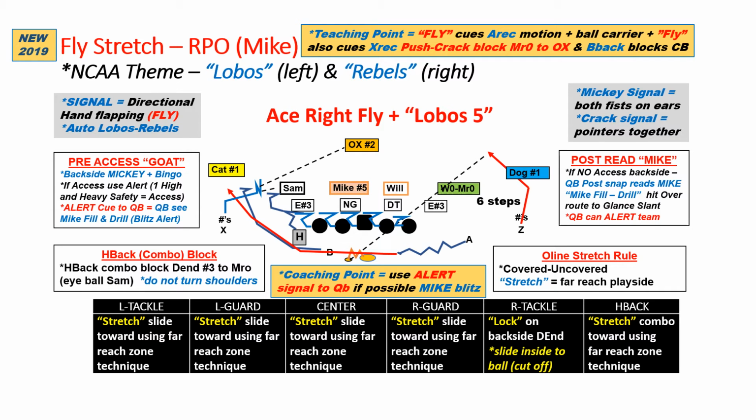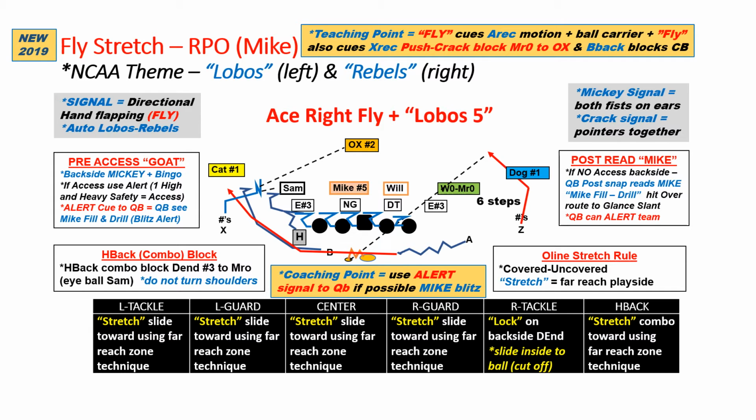If we want to get this to the A receiver, we simply add a fly signal to it, which is the hand flapping. And then we would do our same Lobos. Again, what it does is the back aligns towards the call and now is a lead blocker on number 1. What we'll do different with a fly is the X receiver blocking here.